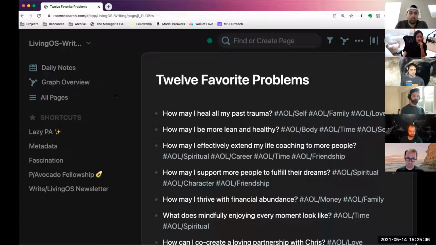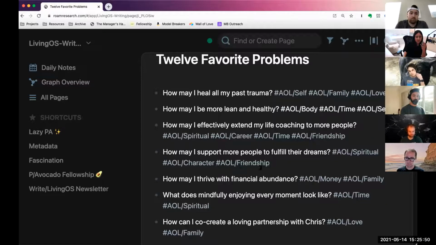Okay, and for Steven's question, so where would I put cooking? So it will be under body, right? Cooking is basically feeding my body, so I am healthy and lean and all that and nutritious. So yeah.